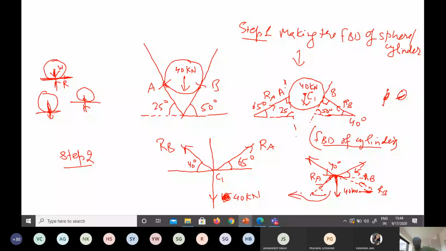Now, if we see here, this is X and this is Y. How many forces are there? We have 3 forces here. Either we can use resolution of force here, or we can use Lami's theorem. It's our choice. When we have three forces, we can easily use Lami's theorem. So I am writing step number 3 for you: Lami's theorem.